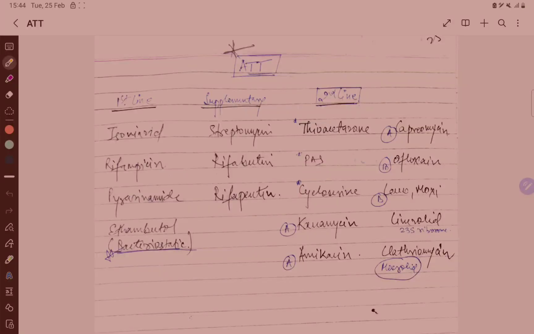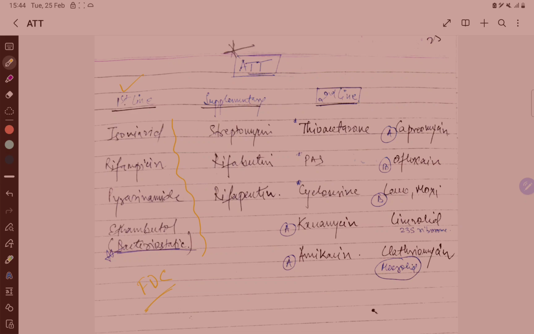Let's discuss anti-tubercular drugs. We know the first line drugs of tuberculosis are Isoniazid, Rifampicin, Pyrazinamide and Ethambutol. So these are the four drugs in the first line. They are given as fixed dose combination drugs.